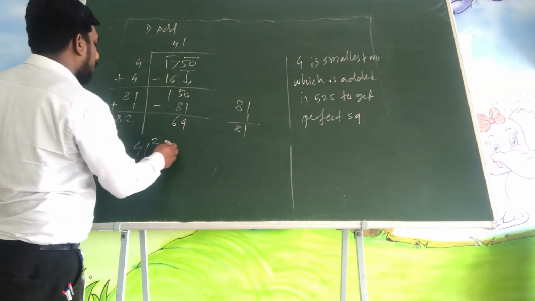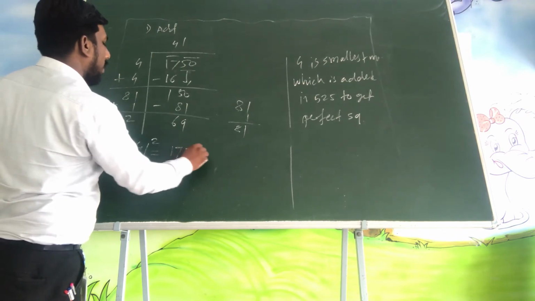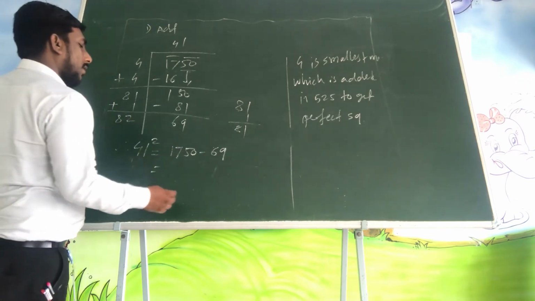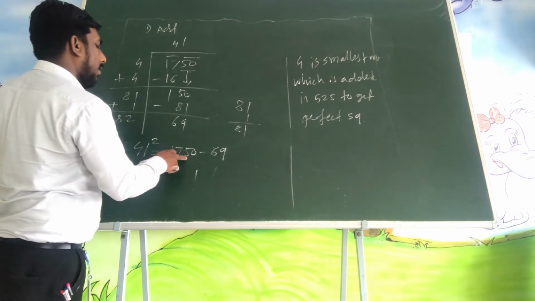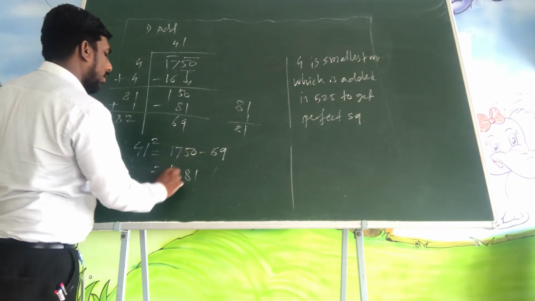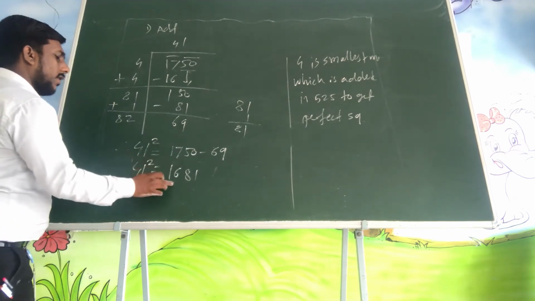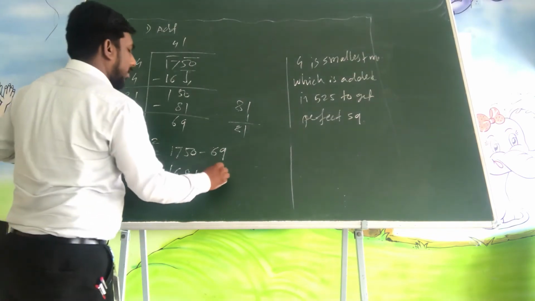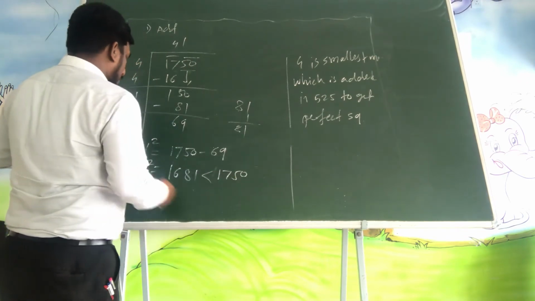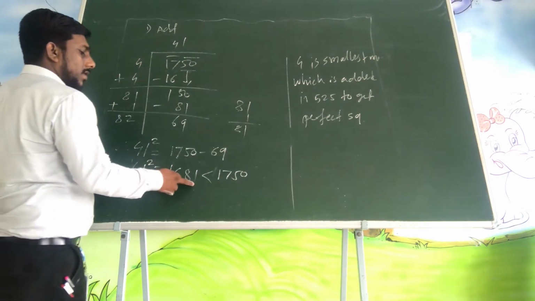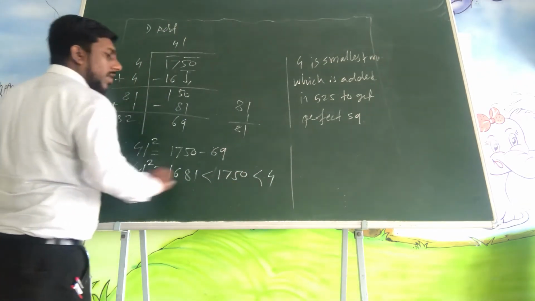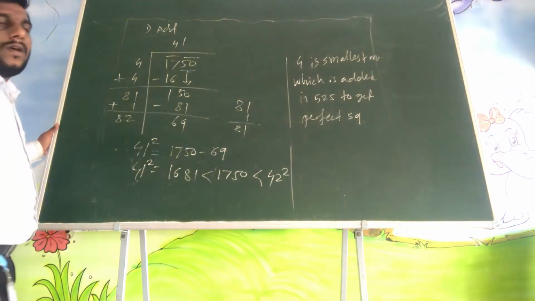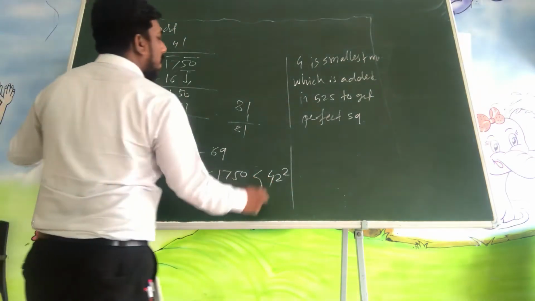Okay, 41 square is equal to what will become? 1750 minus 69. What is the answer going to become? 1681. 41 square is 1681, which is smaller than 1750. Then 41 square is this, and 41's next number is 42. So 42 square is greater than 1750.